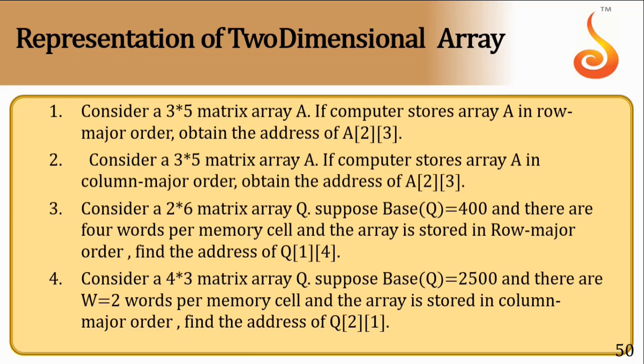Suppose the base address, that is the address of Q of 00, is 2500, and you have 2 words per memory cell. That is, each element is stored in 2 bytes of memory space, and the representation of the array is column major. Find the address of Q of 21. So please make a note of this question, then we will solve this.